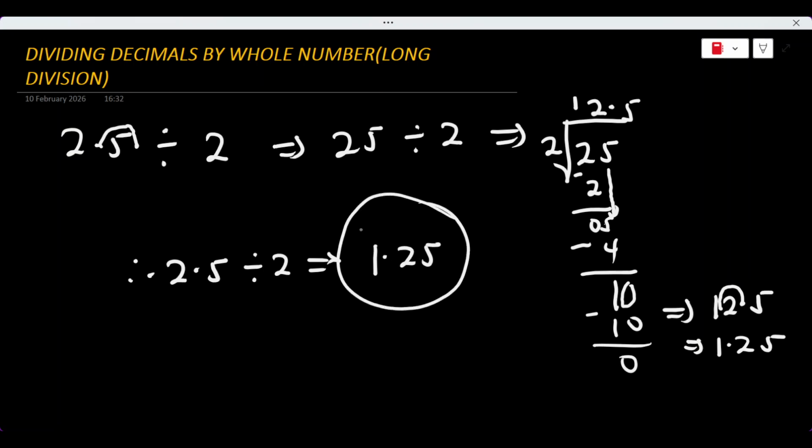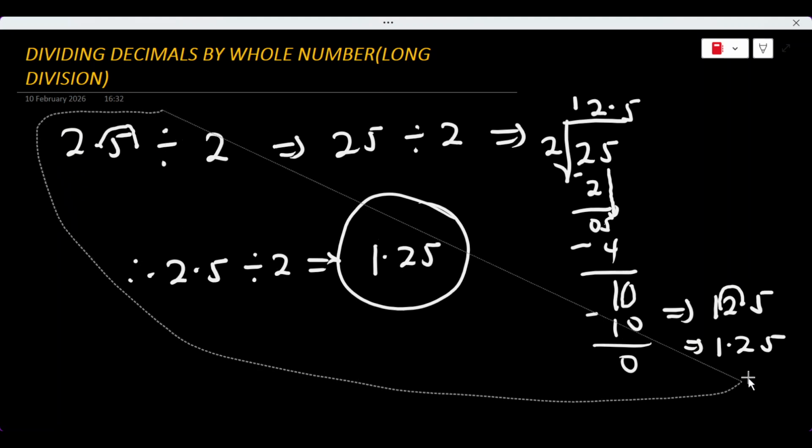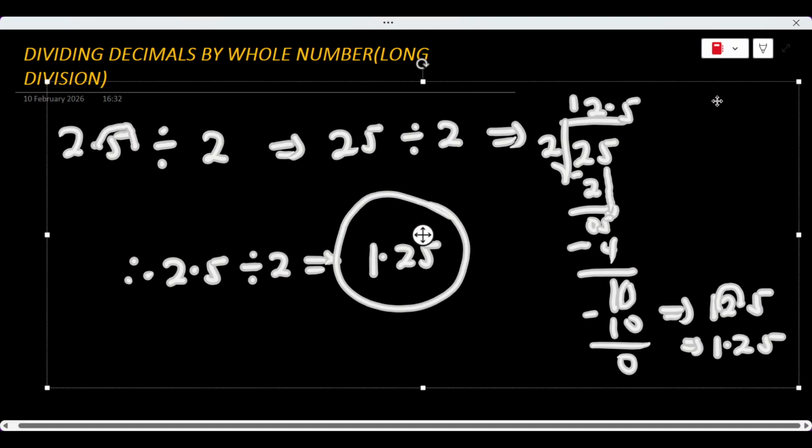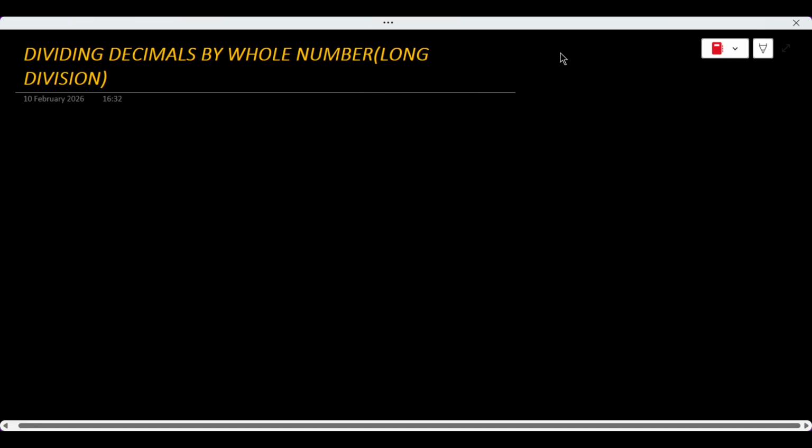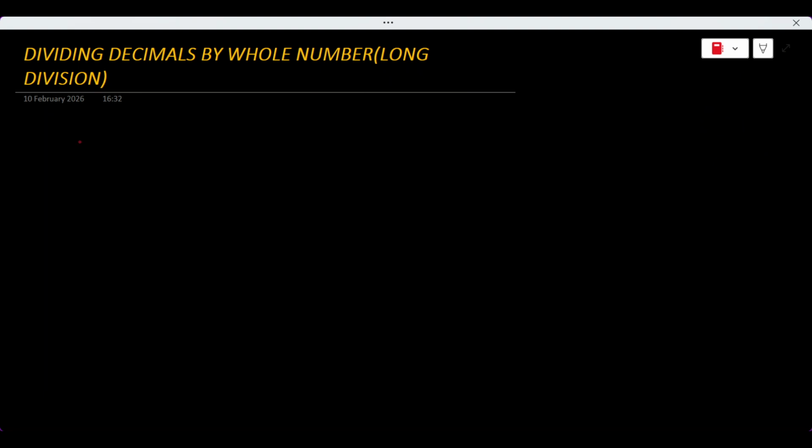I hope that is clear. All right. So let's look at another higher example. Then we bring our lesson to a close. All right. So our next example is 3.06 divided by 3.